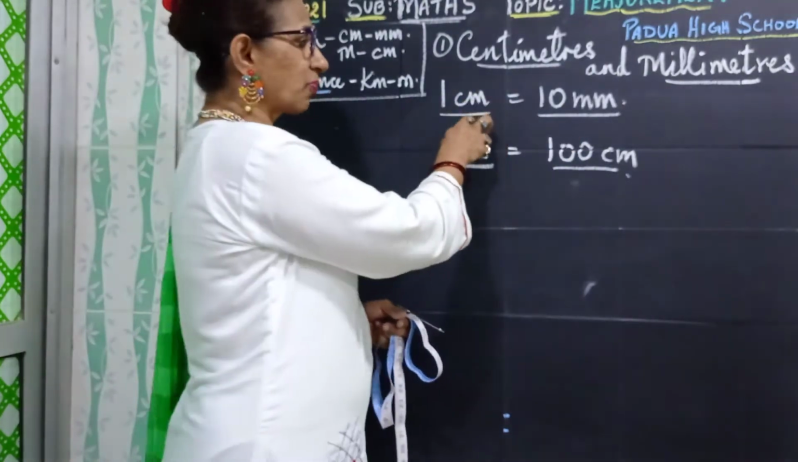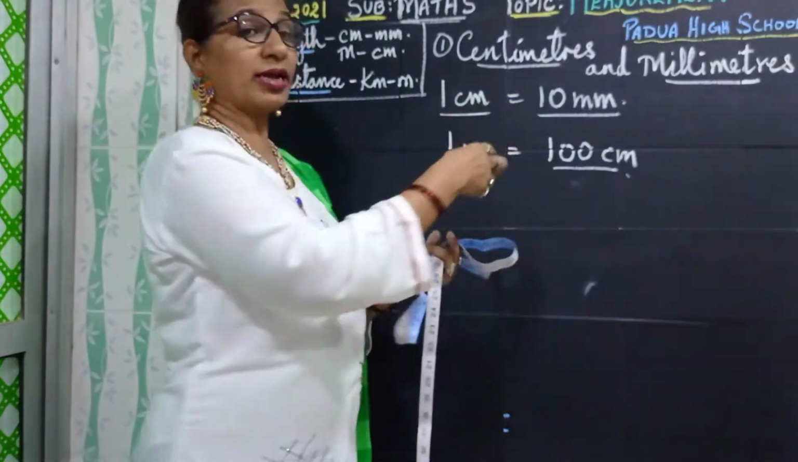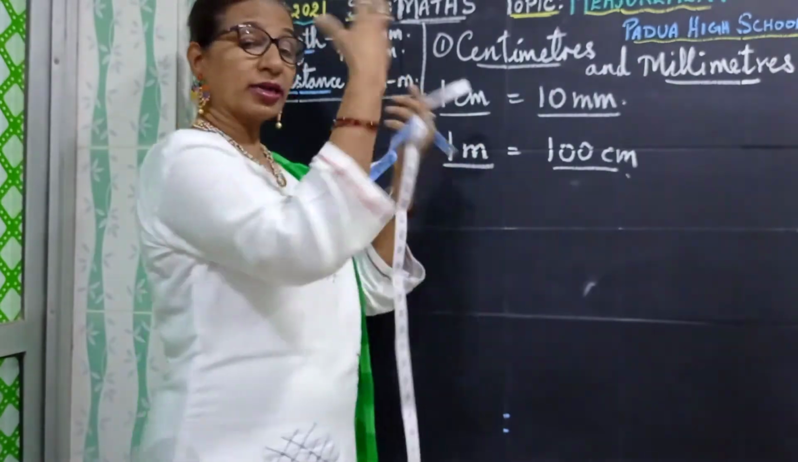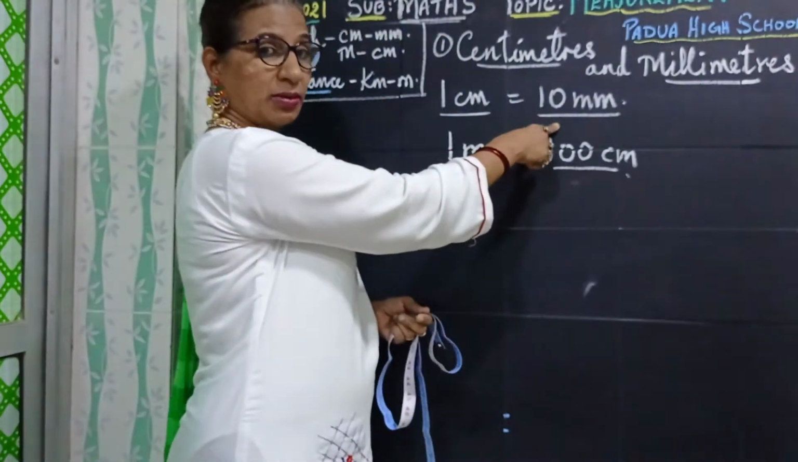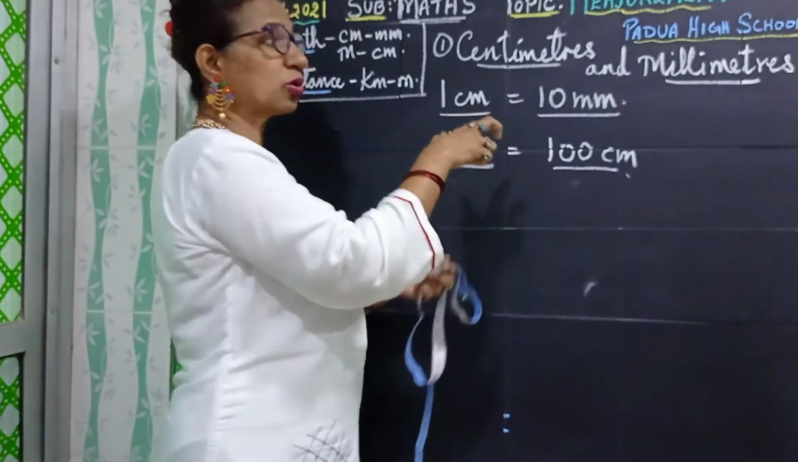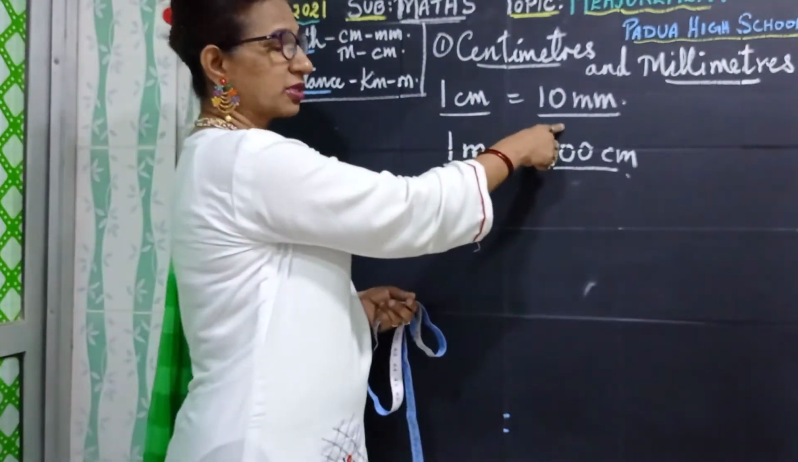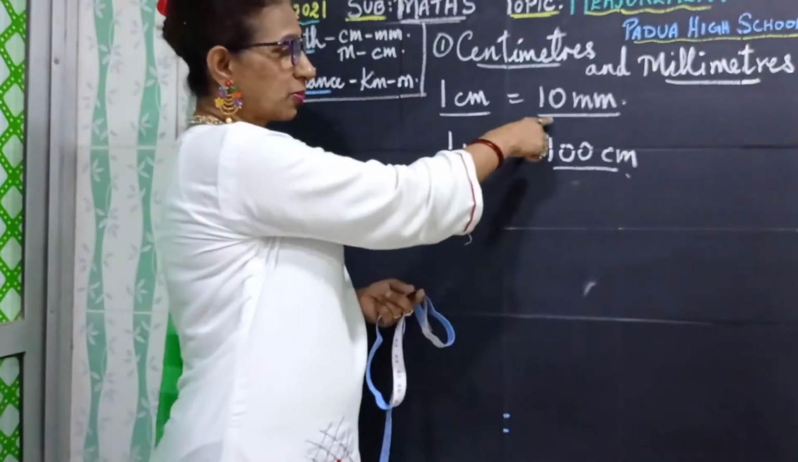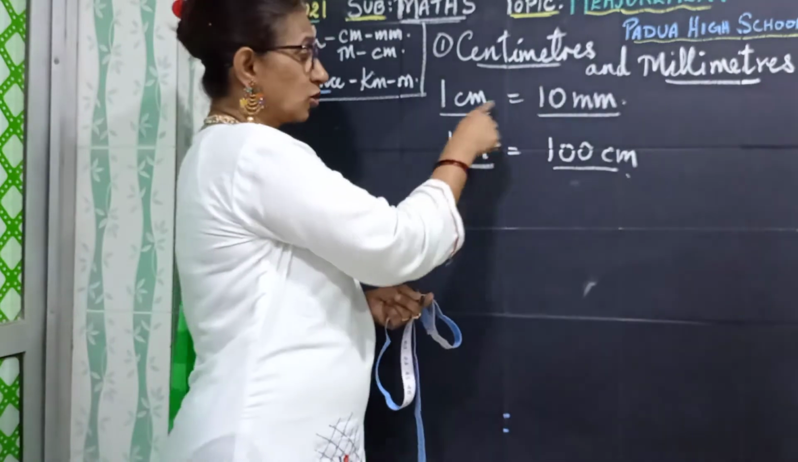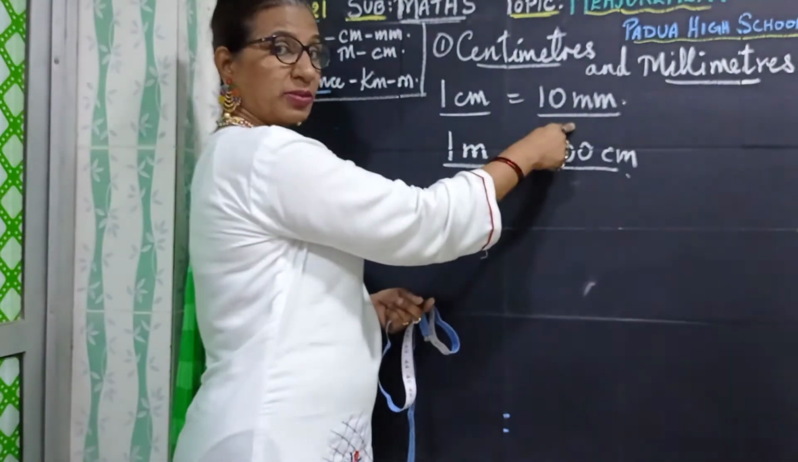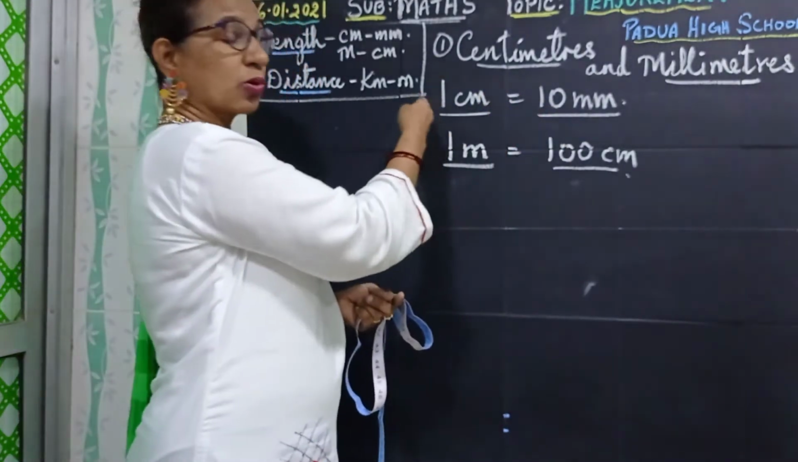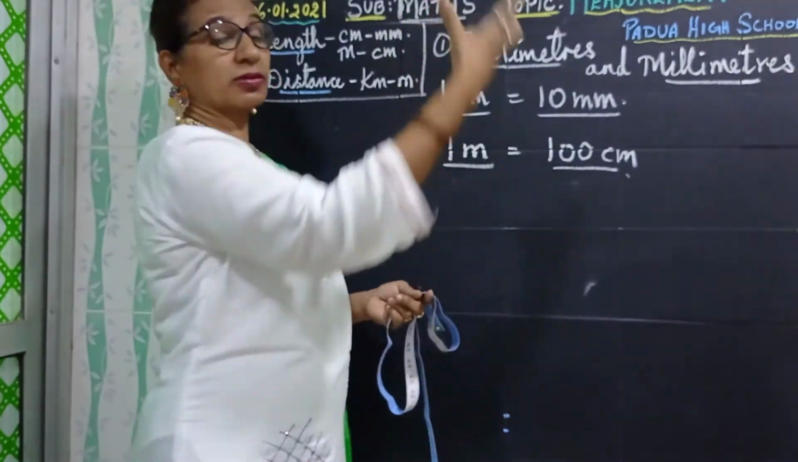If you want to say I want 1 centimeter of something, you will get 10 millimeters of it. But suppose you want 2 centimeters, that means how many millimeters? It will be 20, because you multiply by 10 here. So 1 centimeter is equal to 10 millimeters. Suppose you want 5 centimeters of something.